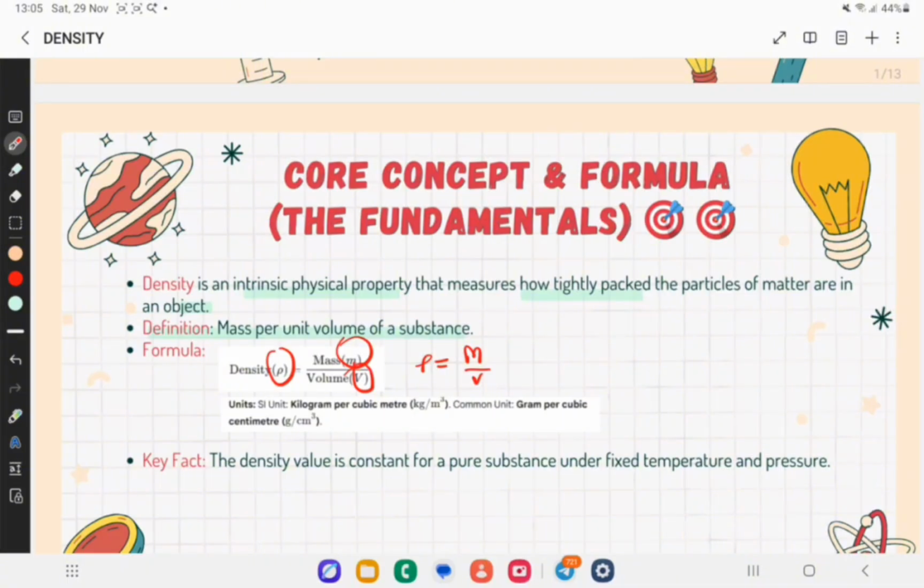So what we need to know for this point is that the density value is a constant for a pure substance under fixed temperature and pressure. That means the density value is a constant for a pure substance under two conditions, temperature and pressure. Both of them are fixed.